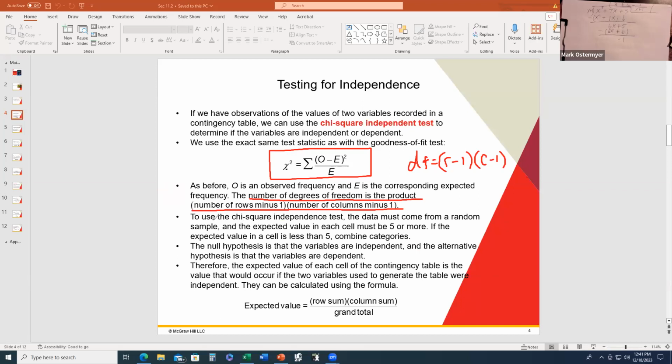All right, now, to use the chi-square independence test, the data must come from a random sample, and the expected value in each cell must be 5 or more. So in all the cells of your contingency table, your expected values need to be at least 5. If the expected value in a cell is less than 5, you need to combine categories. Now, the null hypothesis is that the variables are independent. And the alternative hypothesis is the statement that the variables are dependent.